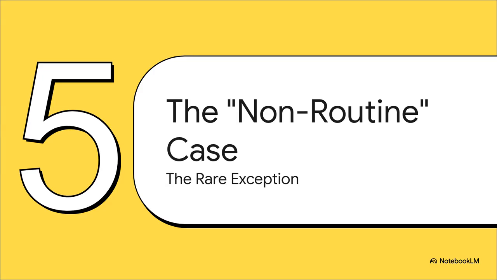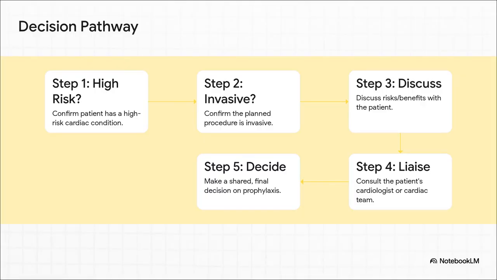Okay, so let's get into the nuance. We said prophylaxis isn't given routinely. That little word implies that there might be some very specific, non-routine situations where you might consider it. Let's look at that rare exception. Now, this is crucial. This is not a decision you make on your own. If you've got a patient from the high-risk list and they're about to have a procedure from the invasive list, you have a clear process to follow.